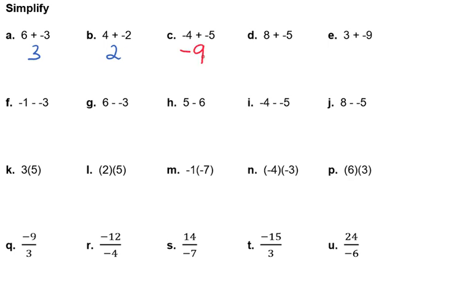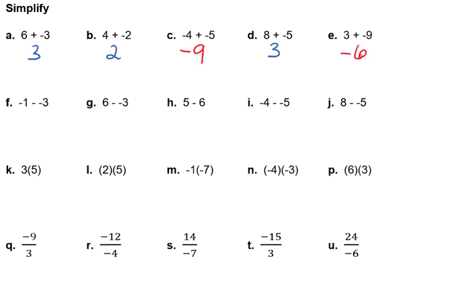Let's look at D. 8 plus -5. So this is saying I have $8, but I owe you 5. So after I pay you back, how much do I have? I have $3. So our next example says 3 plus -9. So I have $3, but I owe you $9. So I'm going to give you what I have, but what do I still owe you? That's right, I still owe you $6.